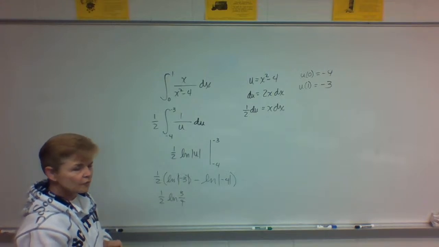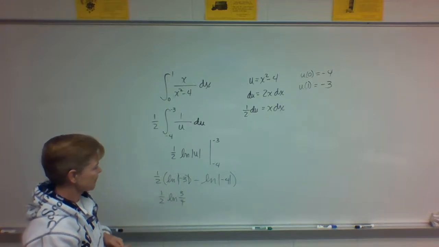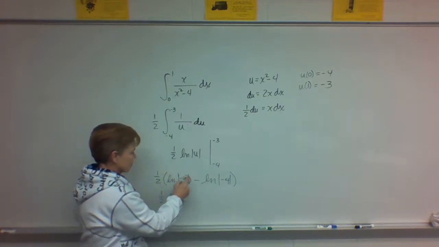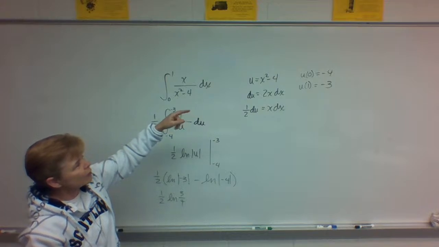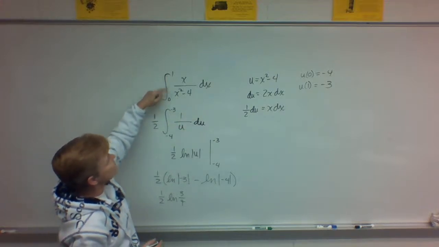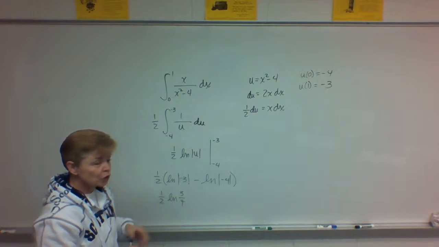Did you follow all that and remember a little bit about logs? Yes. So to get the u of 0 and 1, we just plugged those into the function. You replace the x's with those individually into u so that you can find out what the u values are when x is this. Okay, so you understand that? Yeah.